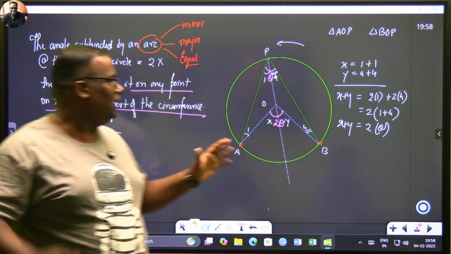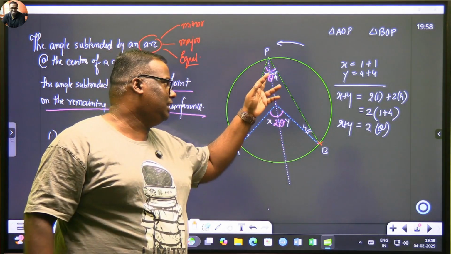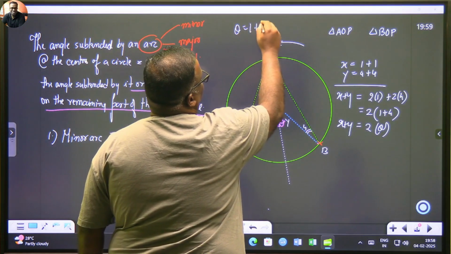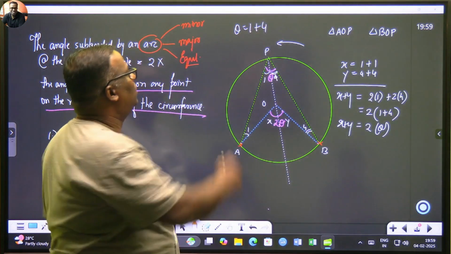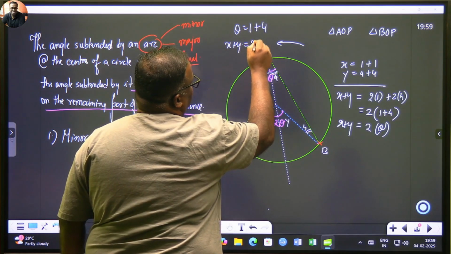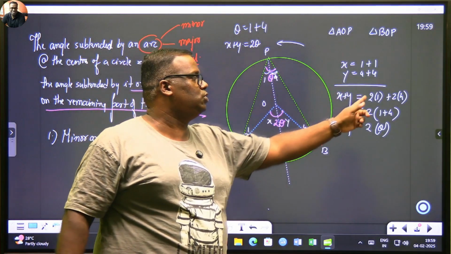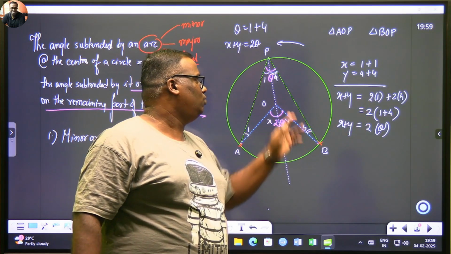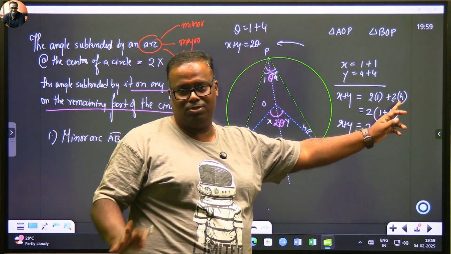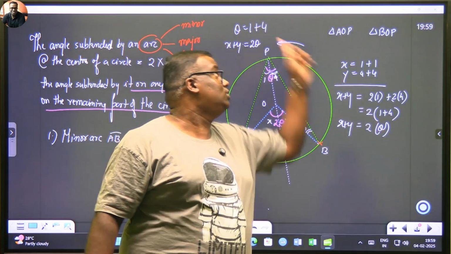Did you understand? Once again, let us see the proof. I have mentioned this angle as X, this angle as Y. The theorem says if this is theta, then this should be 2 theta. What is theta? Theta is equal to 1 plus 4. Do you agree? And the theorem says this is 2 theta, but I am taking this as X plus Y. The theorem says X plus Y should be equal to 2 theta. That's what we are trying to prove. X is equal to 1 plus 1, that is 2 times 1. Y is equal to 4 plus 4, 2 times 4. Now please don't multiply this 2 into 4 to get 8. This is 4 meaning angle 4. So you take 2 common, angle 1 plus angle 4. Angle 1 plus angle 4 is what? Theta.